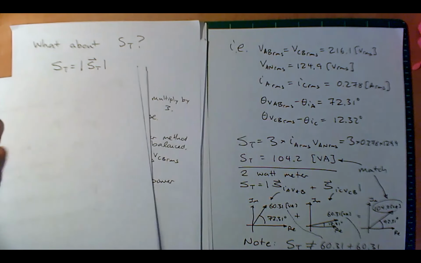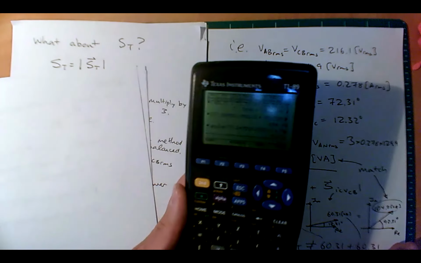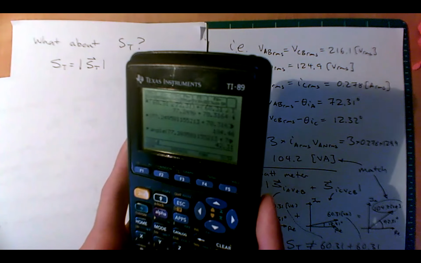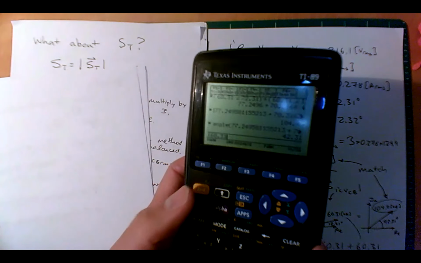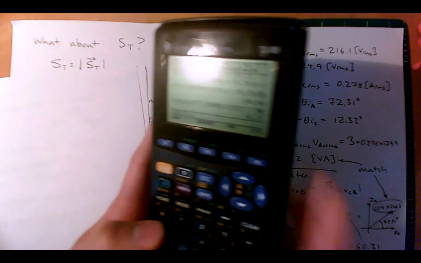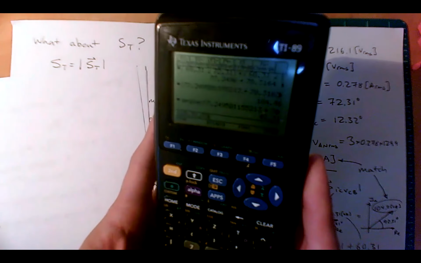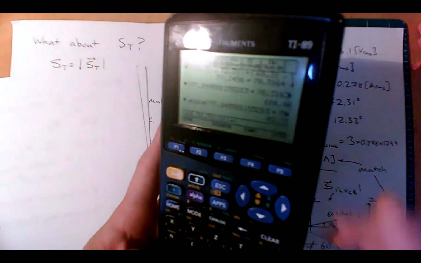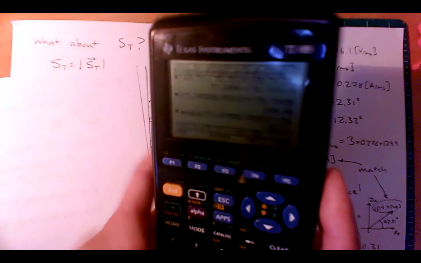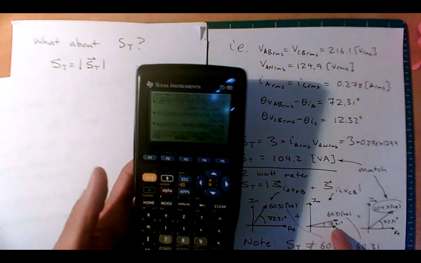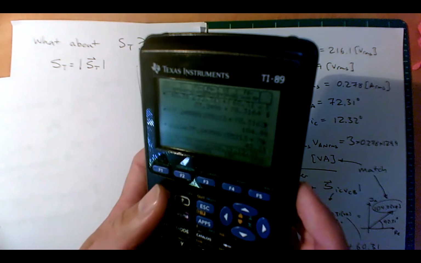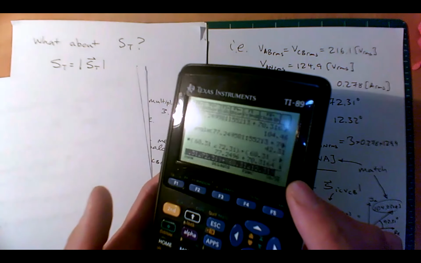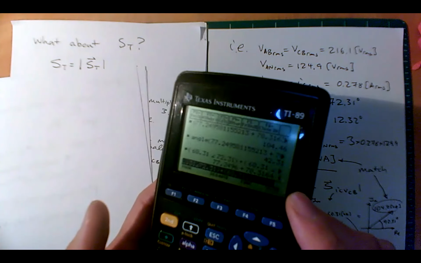Now, let's say you're like, well, how would I get that? Not too bad. If you have a TI-89, we can do it. Watch this. 60.31, and I can use the angle symbol here. Okay, there's my angle symbol. I can put 72.31 degrees, plus 60.31, notice I have to put the parenthesis there, times 60.31 with an angle, 12.31. Look, it gives it to me in rectangular form, 77 and 70i.